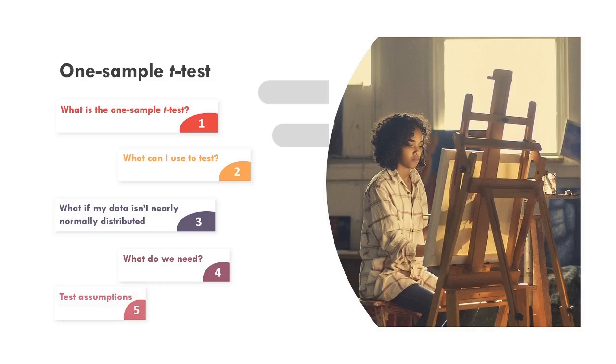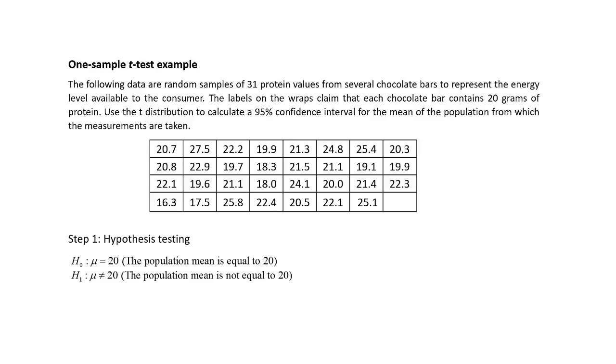Let's take a look at this example. This is an example under the one sample t-test. These are the measurements taken. The first step is hypothesis testing, where the null hypothesis is mu equals 20 and the alternative is mu not equal to 20.